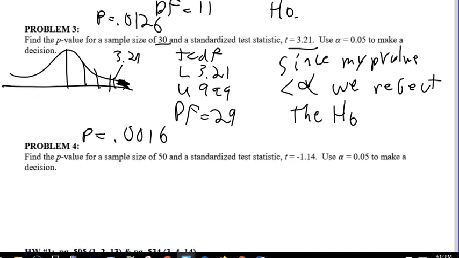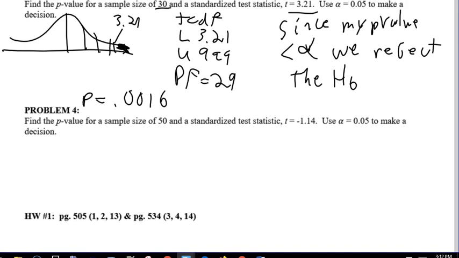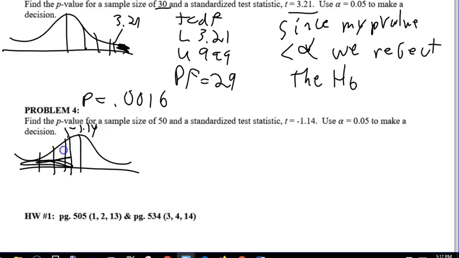And for our last one, I'll tell you right now, we're going to finally have a p-value greater than our alpha. So real quickly, I'm going to draw my graph real quick. Notice it's negative 1.14. Negative 1, 2, 3, right there. Negative 1.14. Drop a line, shade left. All right?